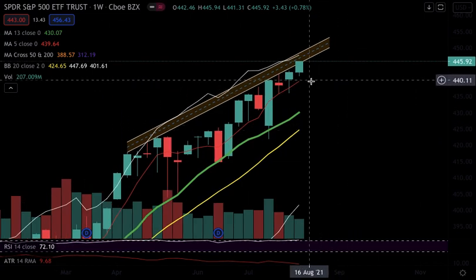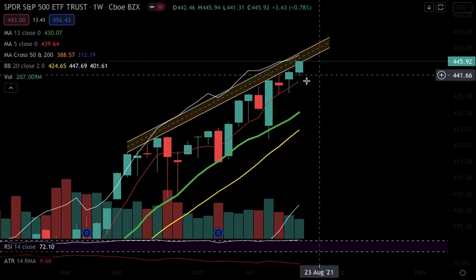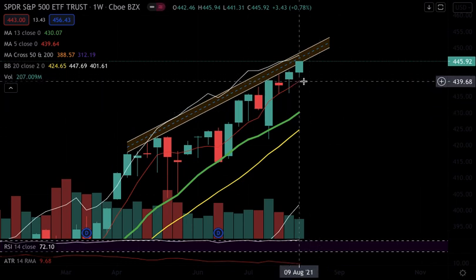All right, so the critical support level is 439.64. There's a chance that because it's a new week, these moving averages will slope up. So 439.64 to 440 is the critical support level.